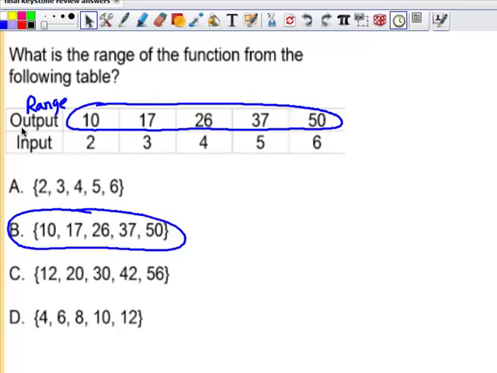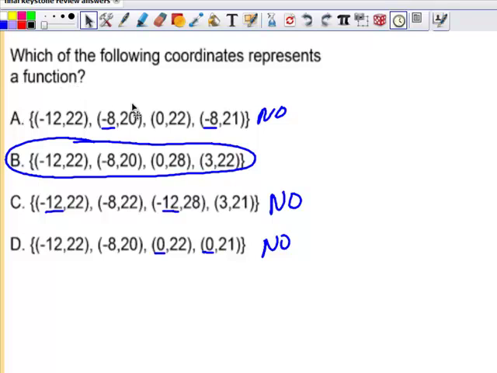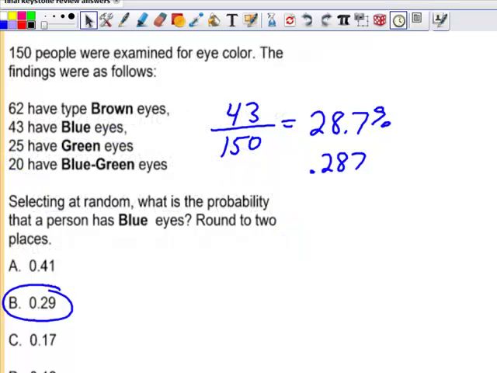Okay, next problem, super easy. They ask you for the range of your outputs. Okay, just list your outputs. Domain, inputs. Here, you need to be able to identify a function, a definition of function. Every X value has 1 outcome. So my X values are all I'm concerned with. They cannot repeat.